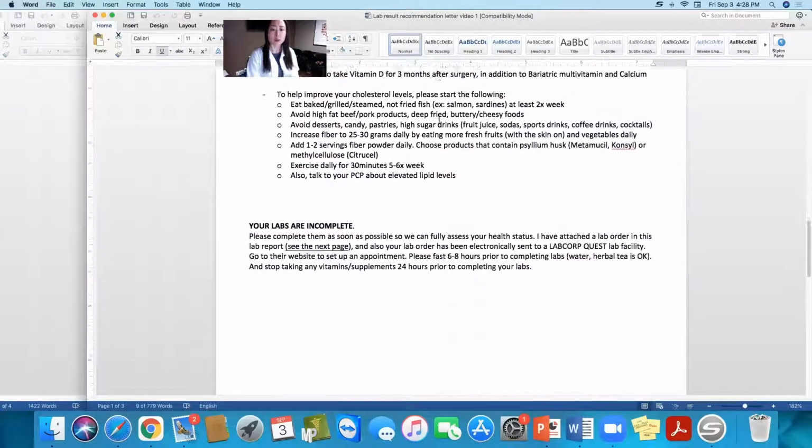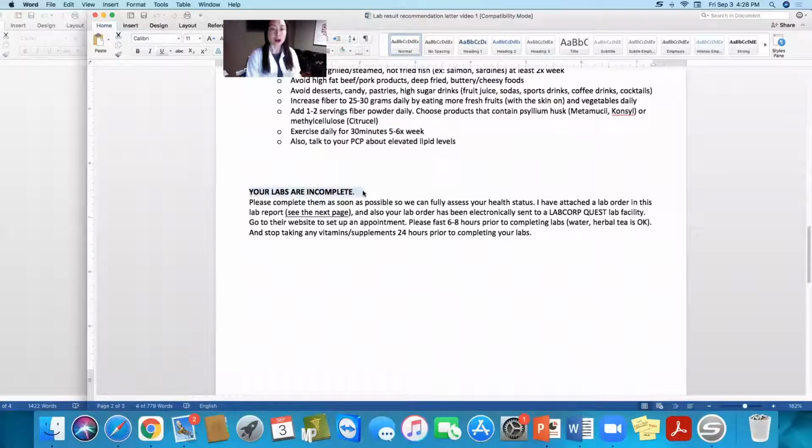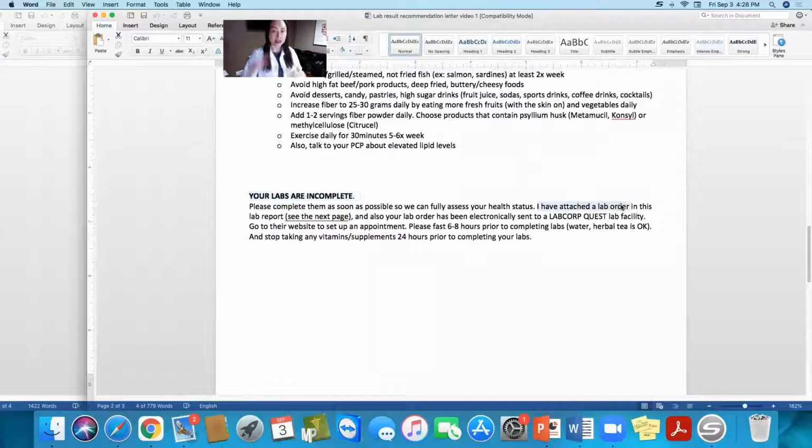Let's scroll down a little bit more. If you have this paragraph on your lab report, that means that the lab report that we received did not have everything that we need. So as you saw earlier, you would have a lab report attached in that file. And we have also sent a lab order to Quest or LabCorp. So you can head off to any LabCorp, any Quest, there will be a lab order waiting for you, but I have attached it in this lab report so that you can have a copy. Okay, so if you have this paragraph, that means you still got to go back and get some more labs completed.